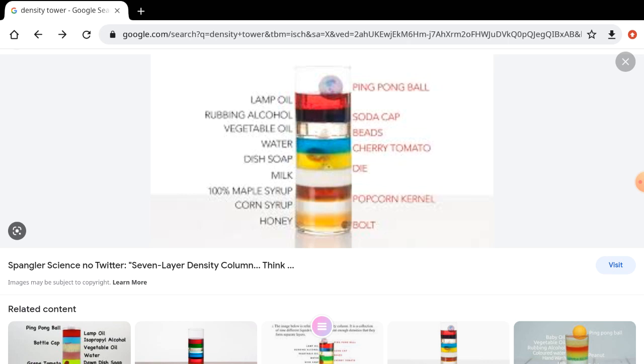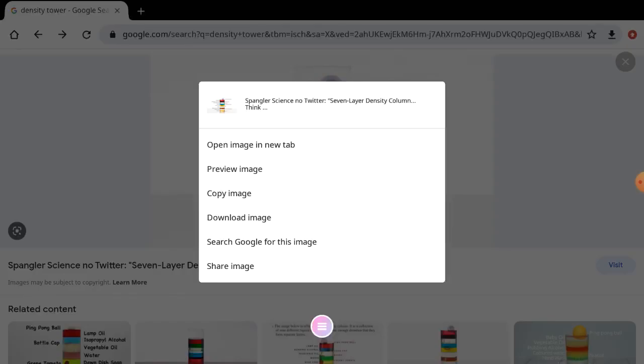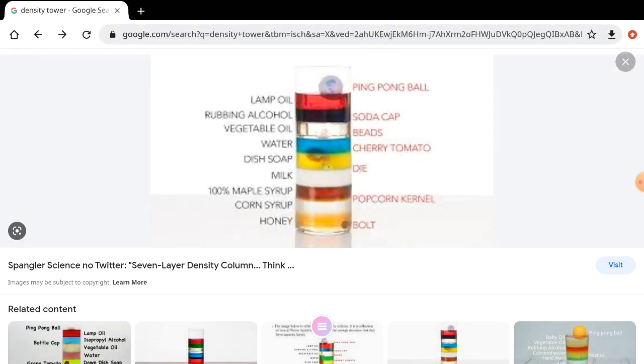Just looking at colors, who can tell me one color that is more dense than the yellow? We'll talk about this yellow color right here. More dense than the yellow. Jackson? Milk. Milk? How do you know that milk is more dense than that dish soap? Because it is below.